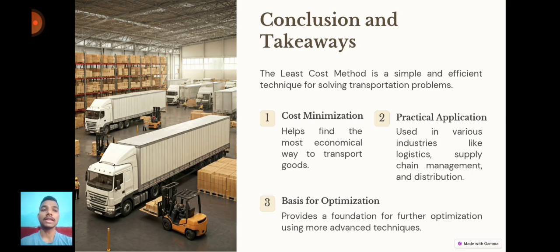Second one is practical application. Used in various industries like logistics, supply chain management and distribution. Third one is basis for optimization. Provides a foundation for further optimization using more advanced techniques.